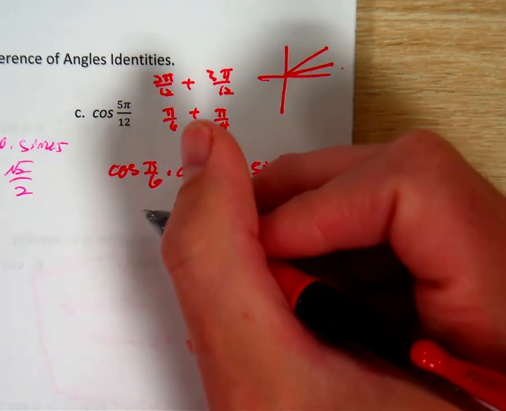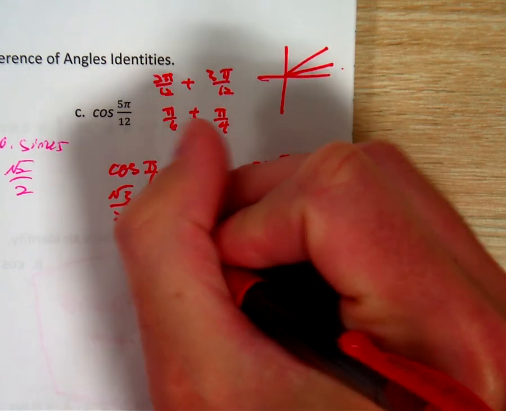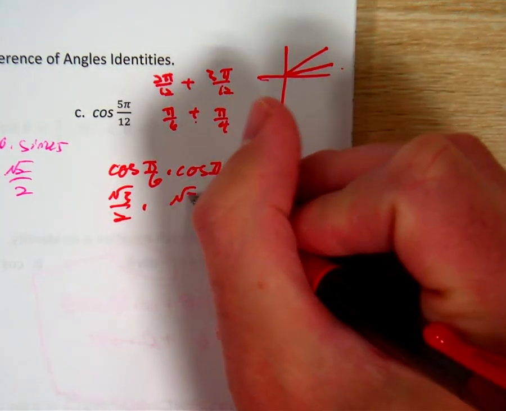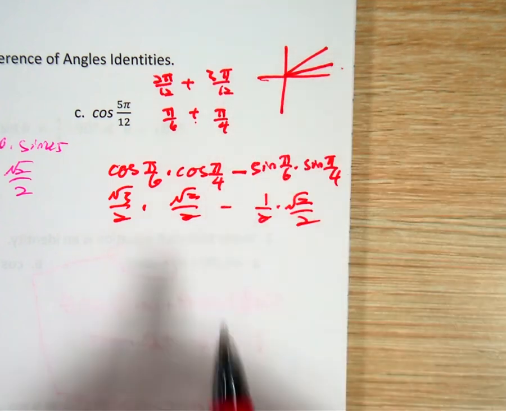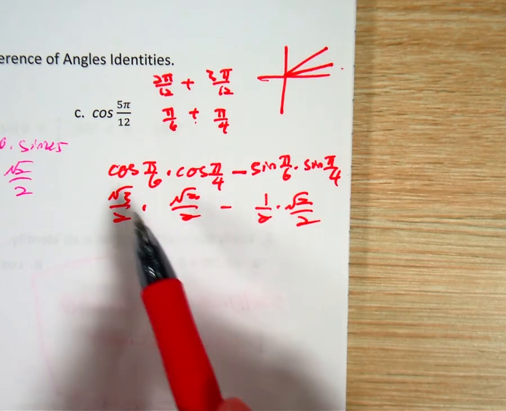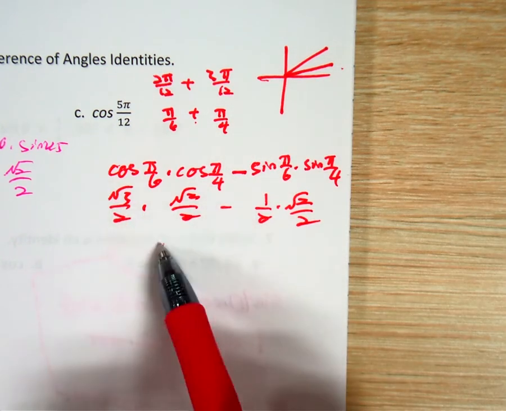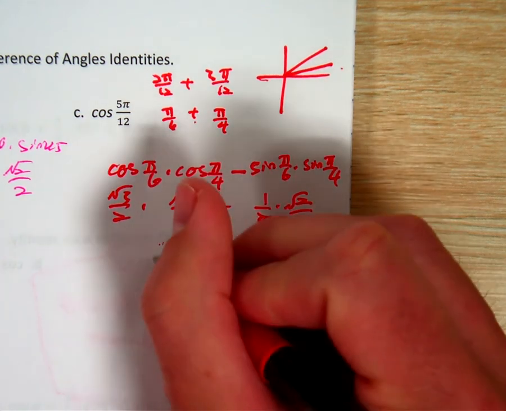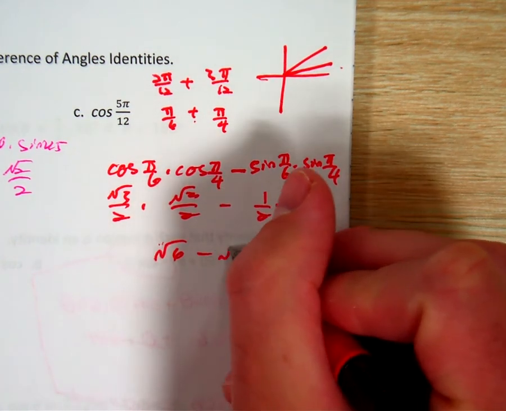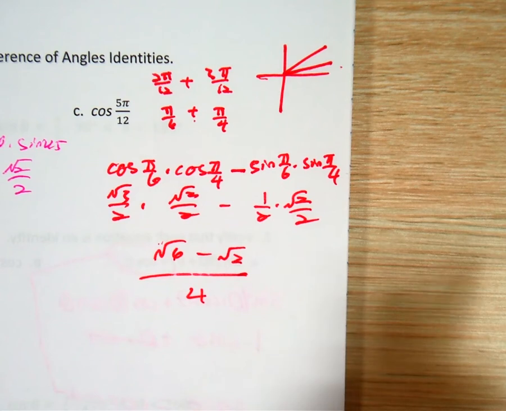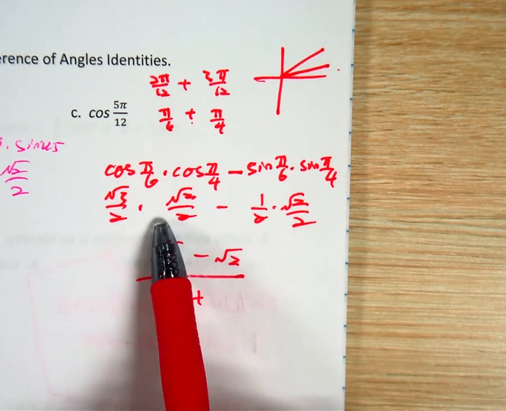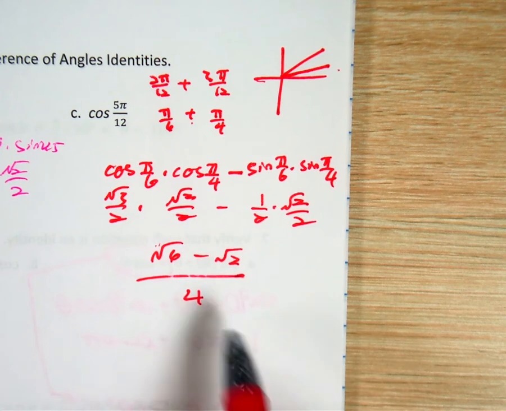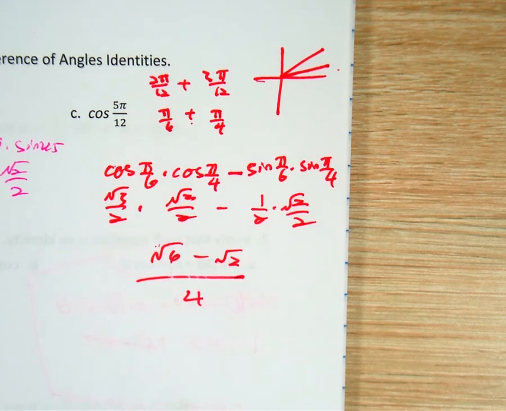Cosine pi over 6, we got radical 3 over 2. Cosine pi over 4 is radical 2 over 2, minus 1/2 times radical 2 over 2. It's the same answer we've been getting the whole time. We got a square root of 6 over 4 and a square root of 2 over 4. Square root of 6 minus square root of 2 all over 4. Okay, kind of skipped a couple of the in-between steps there, of square root of 6 over 4, square root of 2 over 4, and then putting them together as one fraction. After you do these a bunch, you start seeing them and moving a little faster.